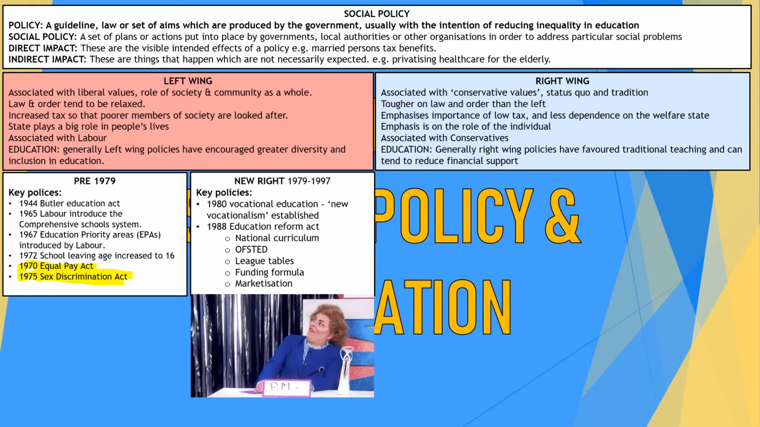New Right between 1979 and 97, again, some big policies. Now, they brought in vocational education, apprenticeships, again, predominantly targeted towards lower income working class children, and also the Education Reform Act of 1988, which caused massive changes to education and brought in loads of new policies, new ideas, and actually a lot of these have stuck. So national curriculum, Ofsted, league tables, funding formula, and marketisation do still have quite a prominent place in education today.